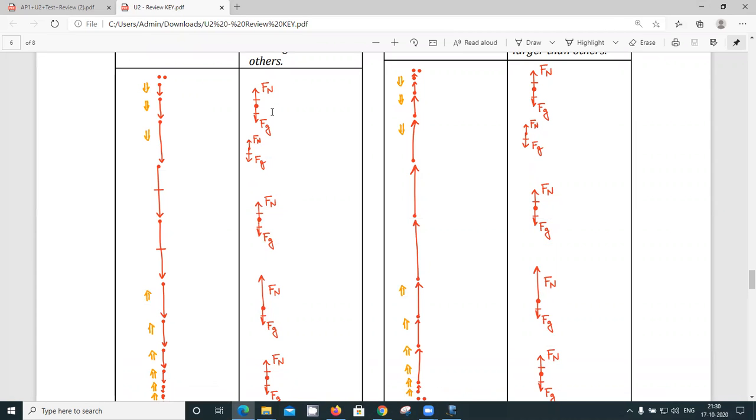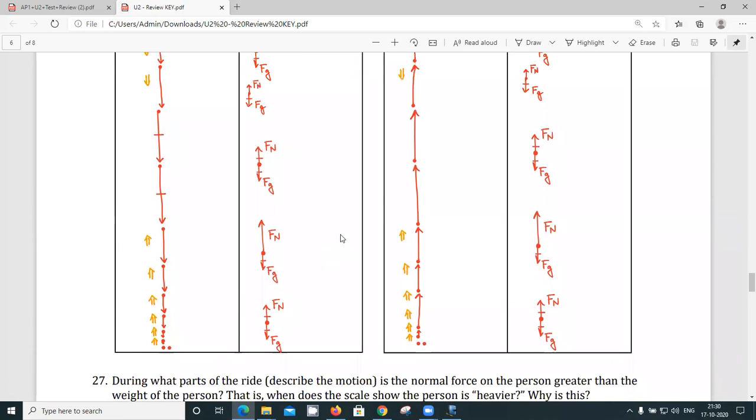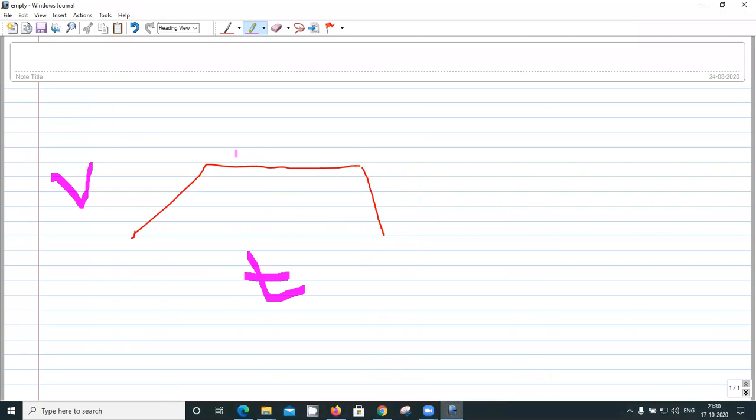But here the net force is not 0, because the acceleration is not 0. Even in this instance, the net force is tied to the acceleration. So if the acceleration is 5 meters per second squared, your net force is 5 times the mass. But in this part, acceleration is 0.